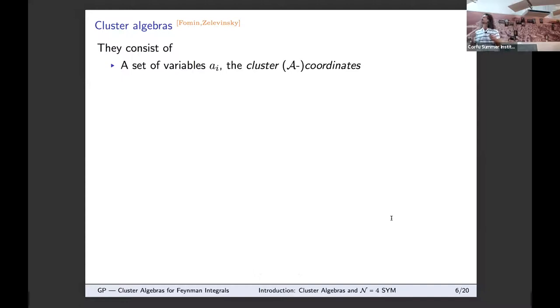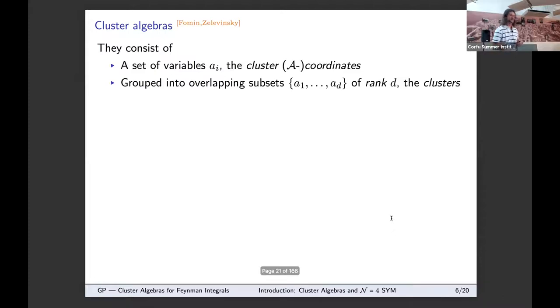Very roughly, they have some basic ingredients. One of them is some set of variables that are also called cluster A coordinates. This is what they are built of. And these variables are grouped into overlapping sets. Overlapping means that the same variable can appear in many different sets. All these have the same size D. And these are called the clusters, hence the name cluster algebra.